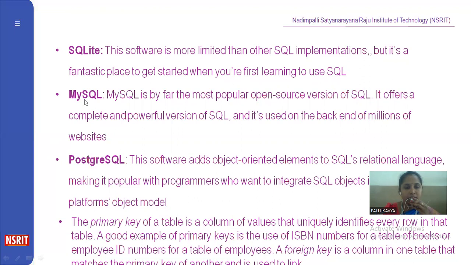And the second one is MySQL. MySQL is by far the most popular open source version of SQL. Generally, students use MySQL packages. It offers a complete and powerful version of SQL and is used as the backend of millions of websites. If you are working on websites, some data should be stored in the background. For those databases, a normal choice is MySQL. And the next one is PostgreSQL. PostgreSQL is also a type of SQL. The software additionally adds object-oriented elements to SQL relational languages.